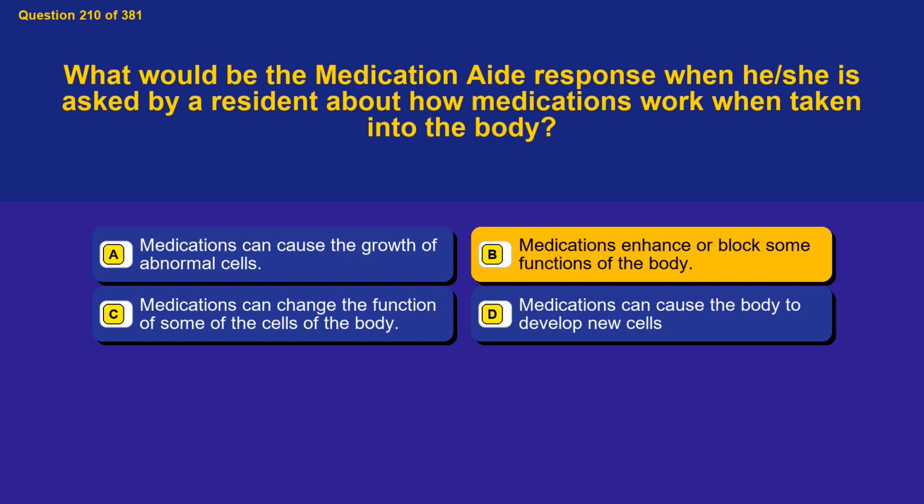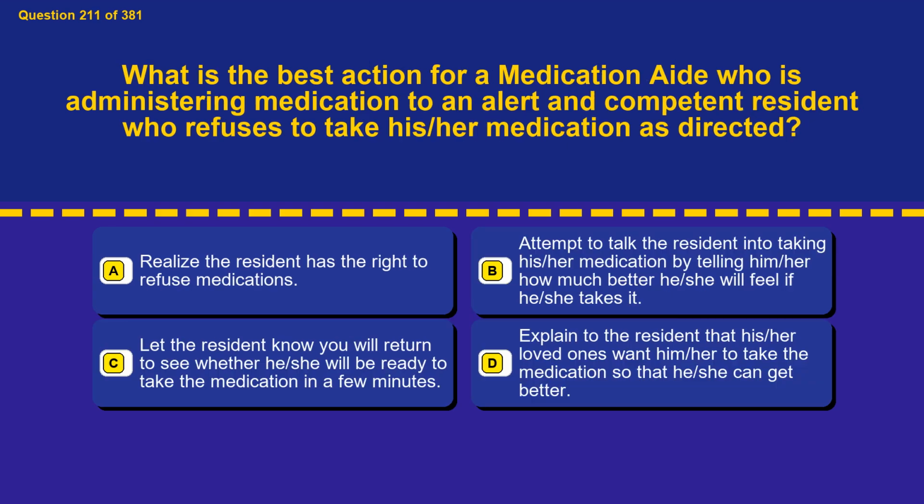The correct answer is option B. Medications enhance or block some functions of the body. Question 211. What is the best action for a medication aide who is administering medication to an alert and competent resident who refuses to take his/her medication as directed? Option A. Realize the resident has the right to refuse medications. Option B. Attempt to talk the resident into taking his/her medication by telling him/her how much better he/she will feel if he/she takes it. Option C. Let the resident know you will return to see whether he/she will be ready to take the medication in a few minutes. Option D. Explain to the resident that his/her loved ones want him/her to take the medication so that he/she can get better.